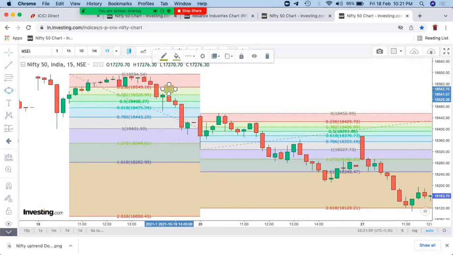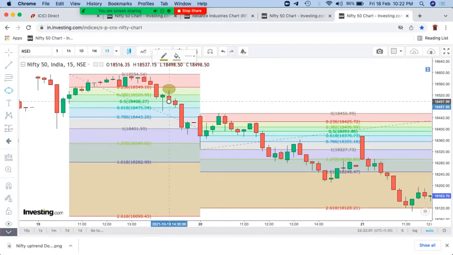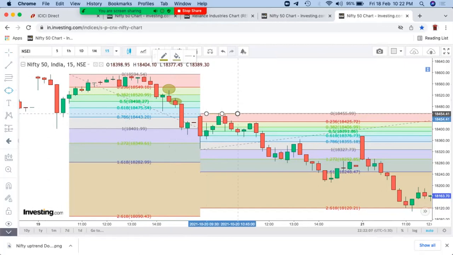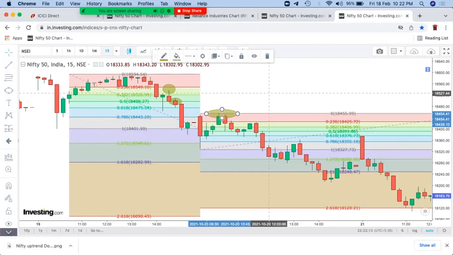If I show you today's chart, which I put down into the group, this was again at the same level. Same levels means 0.5, 0.236, 0.5, and then now it is coming down to 0.76.